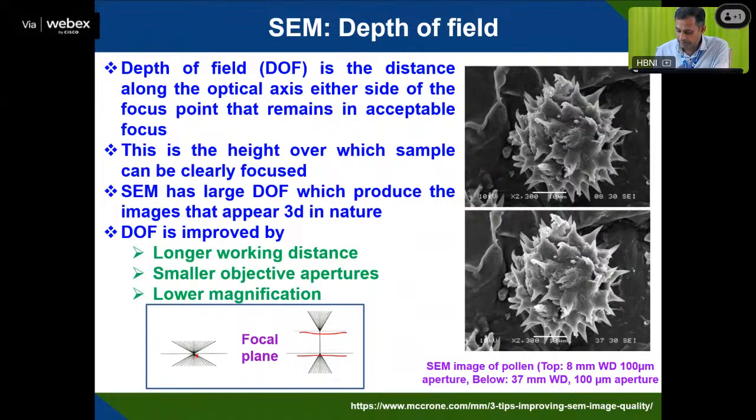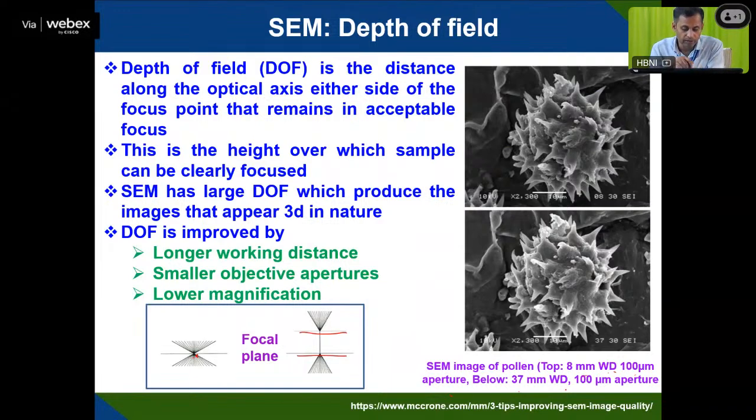You can see here, by varying the working distance, top at 8 mm, and below at 30 mm. There is 30 mm working distance, 8 mm working distance, 100 micrometer aperture, and 37 mm working distance. You can see how the image quality has changed. This is the height over which the sample can be clearly focused. If you have a particular height, and the sample comes closer or goes far away, your image will be blurred, and you will not get a better quality image.